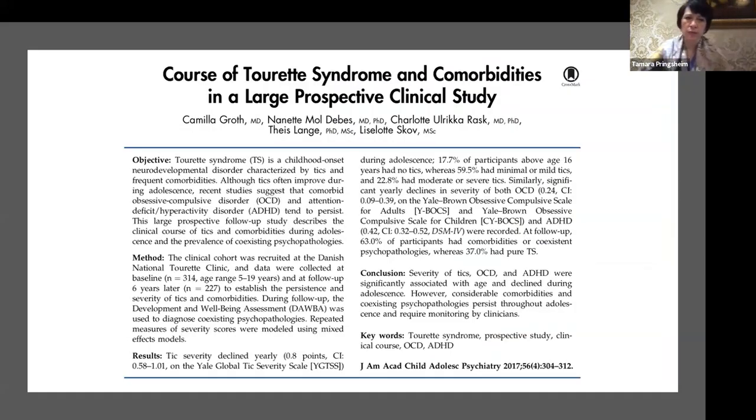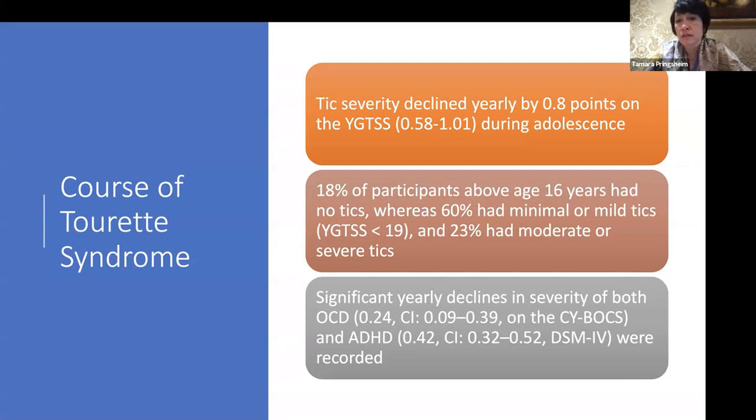So I just wanted to describe a nice study that was done in Denmark, where they have a national Tourette clinic, and they followed a large group of children for a period of 6 years. And they followed them to look at what happened to their tics over time. And they also looked at what happened to comorbid symptoms of obsessive compulsive disorder and attention deficit hyperactivity disorder. So in this study, it was found that the tic severity declined yearly by almost 1 point on the Yale Global Tic Severity Scale during adolescence. The Yale Global Tic Severity Scale is the most common clinical measure for tic severity. And this is a clinically meaningful decrease over time.